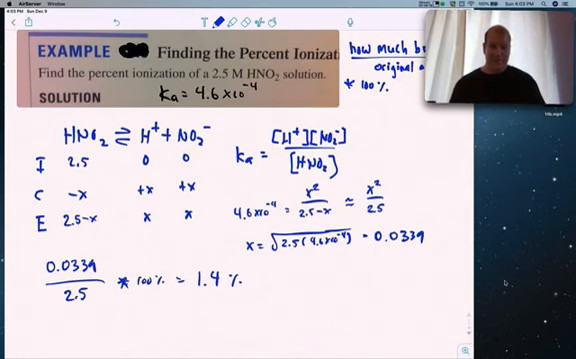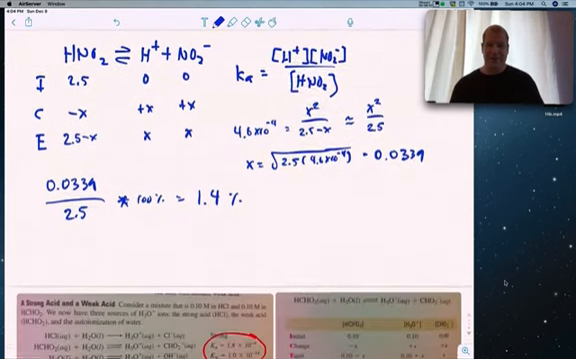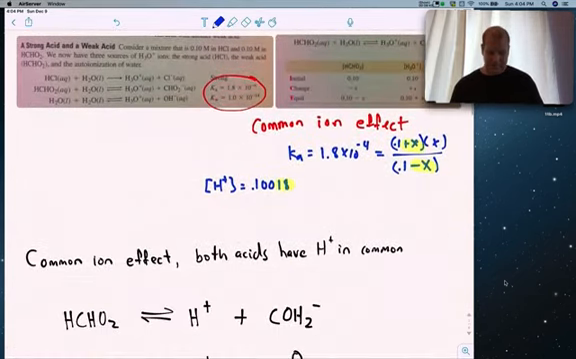This is 1.4%. So that means if you're looking at a 2.5 molar nitrous acid solution, 98.6% of it is nitrous acid, and only 1.4% is broken apart. So it really, really wants to stay molecular, and that is why it's a weak electrolyte. It really doesn't want to break apart.